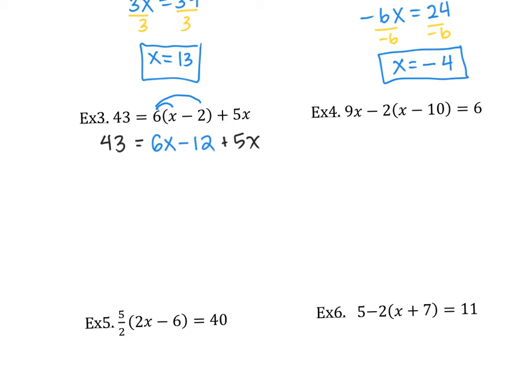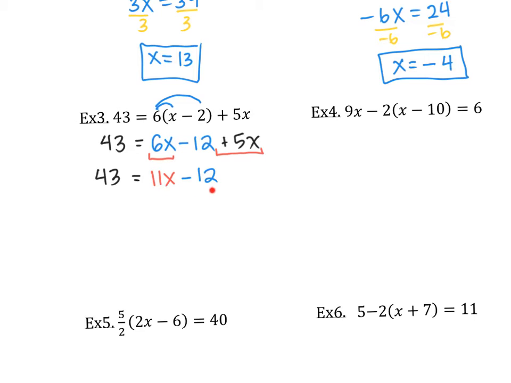Okay, now I want to see if it looks better now. Okay, I see the x is here, but the x is also here. So I'm going to go ahead and combine the x's before I start solving it. So I have 6x plus 5x. 6x plus 5x is 11x. Okay, now I'll bring down the minus 12 and the equals and the 43. Okay, now I can start to solve this because it looks like a two-step equation.